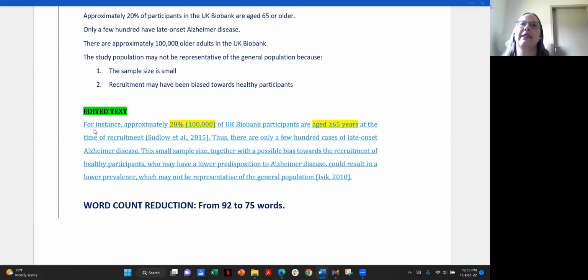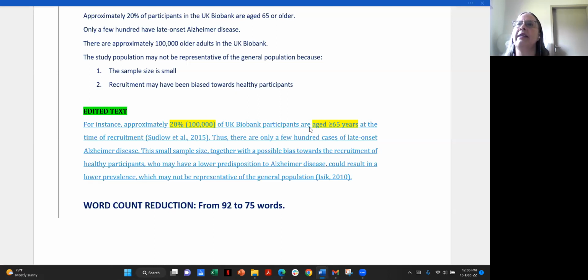And it would be like this. For instance, approximately 20% of UK Biobank participants are aged more than 65 years. Having a look at that, you can see how I've taken the 20% from here and the 100,000 and joined them together. So you can see in context, as the reader, what is 20%? How many people does that really mean? And it's all here together in one section.